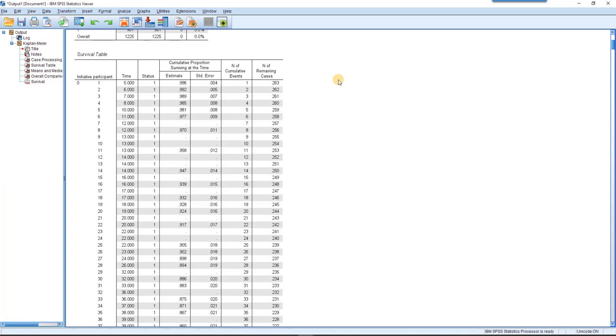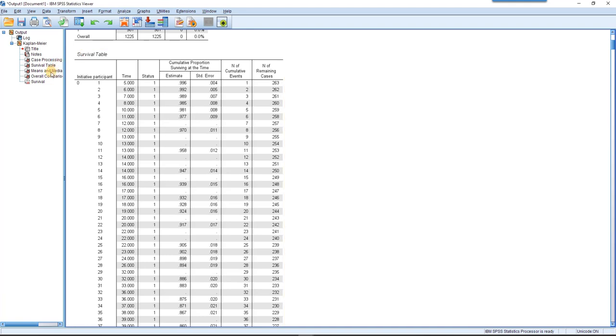So as I was saying, for the purposes of what we're looking at, because I'm not asking for specific initiative participants and information on them, the survival table in and of itself is not particularly very important in this situation here.